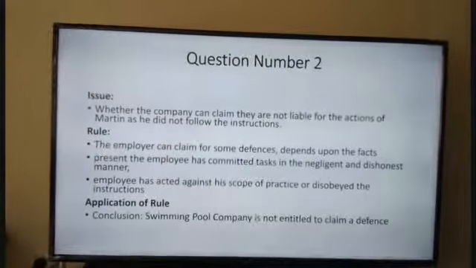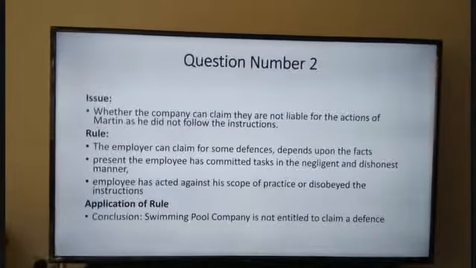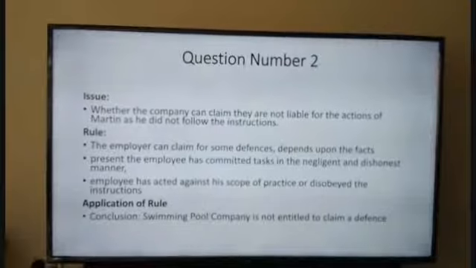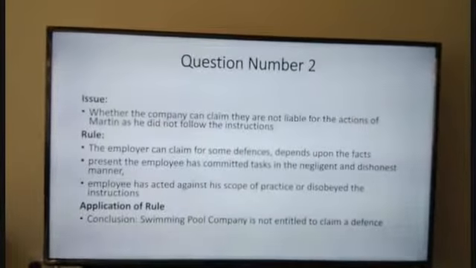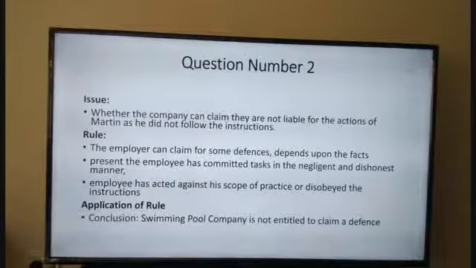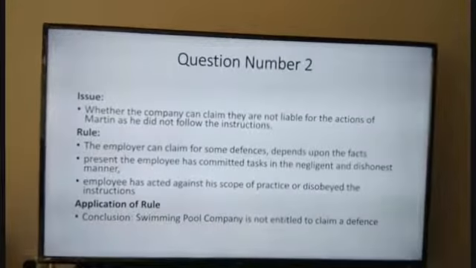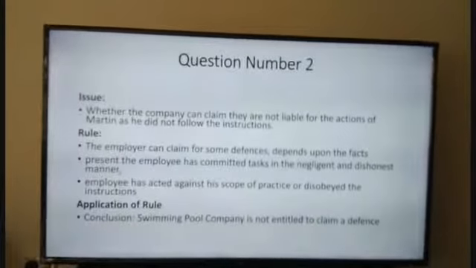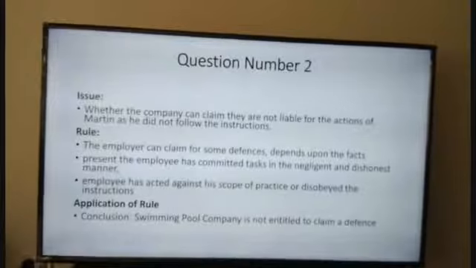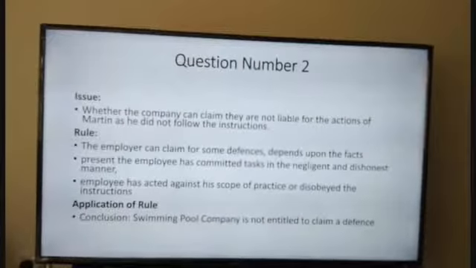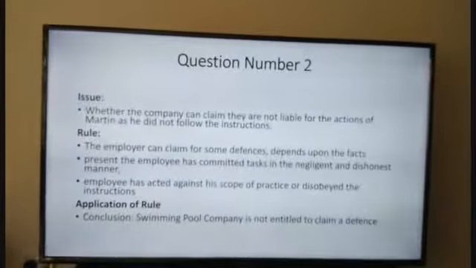However, he committed the wrongful activities while working for the company, but none of his actions were authorized by the company. On the other hand, according to the principle of promissory estoppel, the employer should bear the liability for the actions of the employee, despite the fraudulent actions being performed without the permission of the company. In conclusion, the swimming pool company is not entitled to claim a defense that Martin acted against the instructions of the company. Thank you so much.